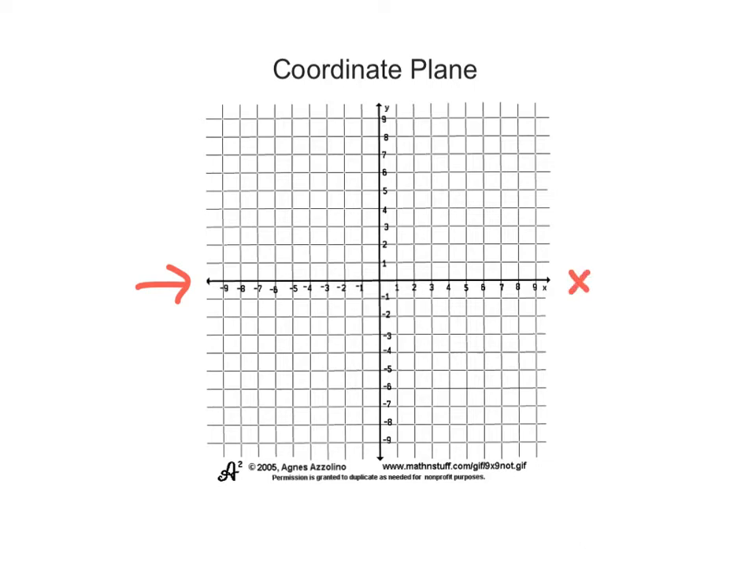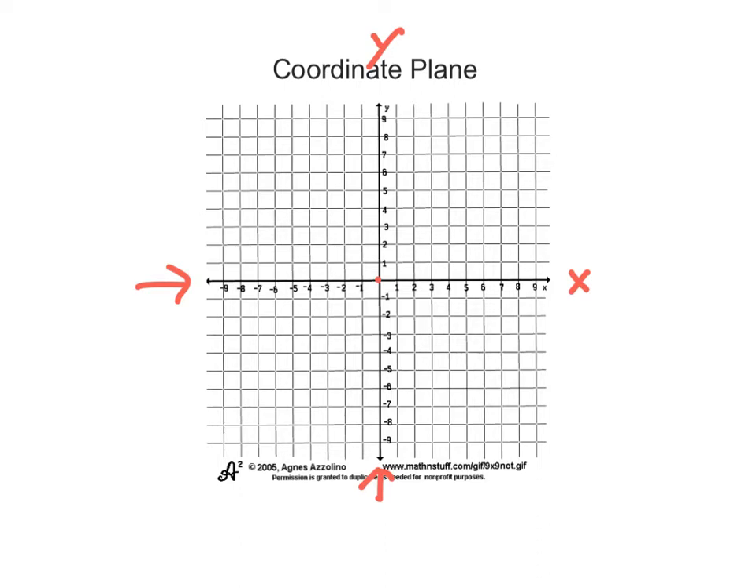It has 0 in the center, and to the right of 0 are all the positive numbers, and to the left of 0 are all the negative numbers. The coordinate plane also has a vertical axis, and this axis is called the y-axis. It's just like a vertical number line, where again the center is at 0, and the numbers above 0 are positive, and the numbers below 0 are negative.